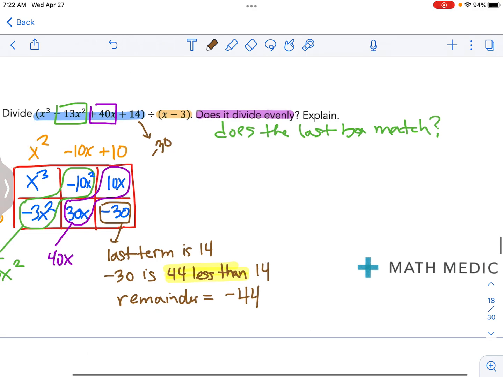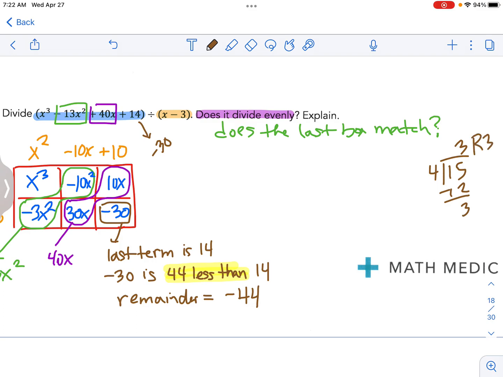It's kind of off to the side here. It's kind of like if I took 15 and I divided it by 4. We know it goes in 3 times, and then my remainder is 3. So we would write it like this. Or sometimes we would write it like this: 3 3/4, right? We put it over the 4, which is called the divisor.